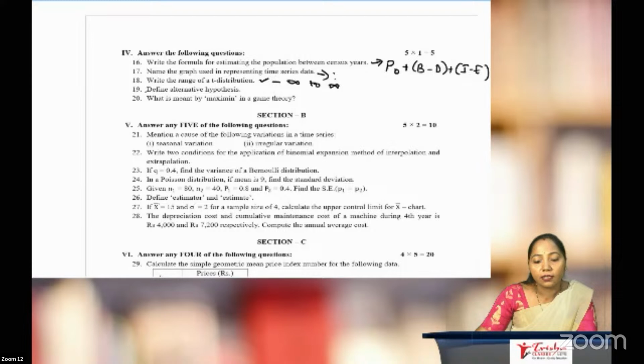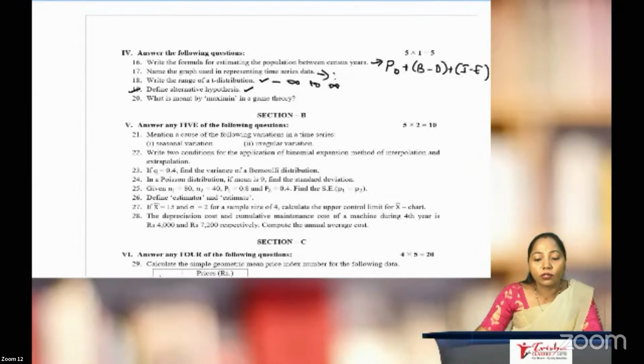Define alternative hypothesis. We state two hypotheses whenever we test, that is, null hypothesis and alternative hypothesis. Alternative hypothesis is a statement which is accepted when the null hypothesis is rejected.